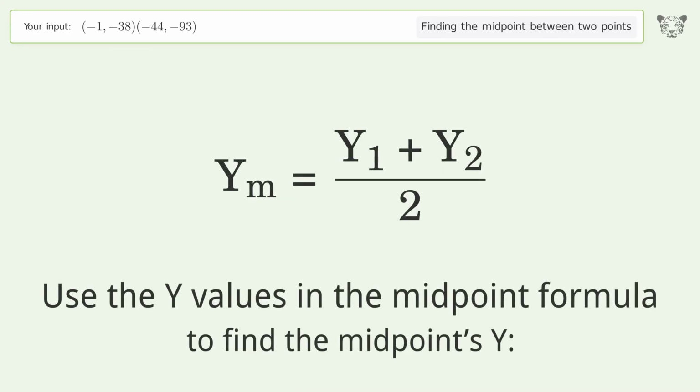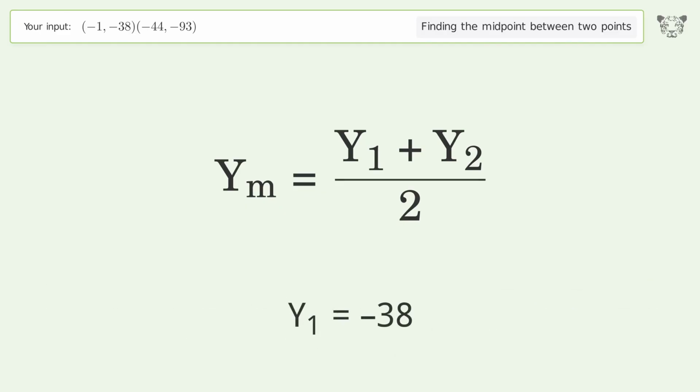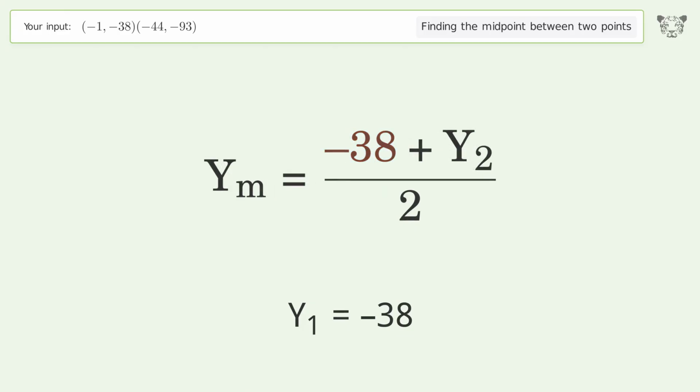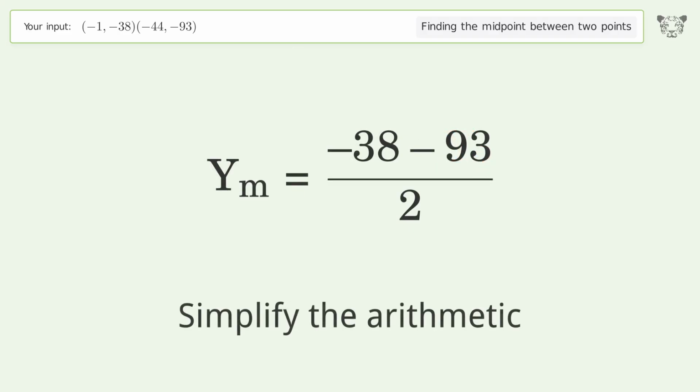Use the y values in the midpoint formula to find the midpoint's y. y1 equals -38. y2 equals -93. Simplify the arithmetic.